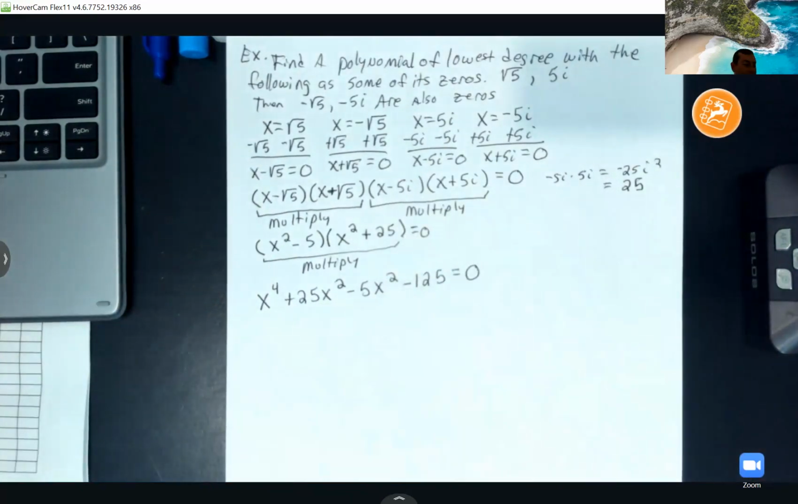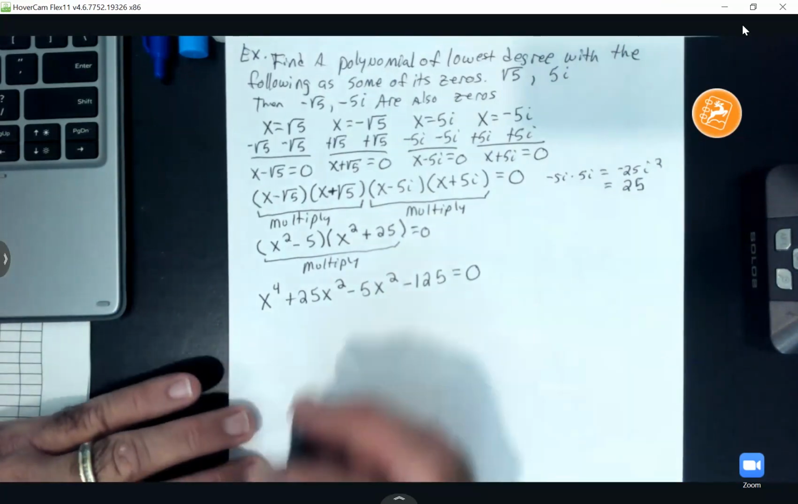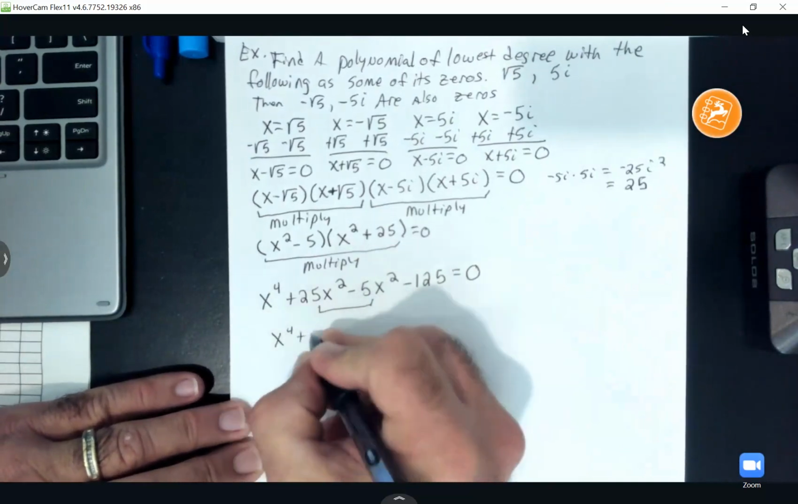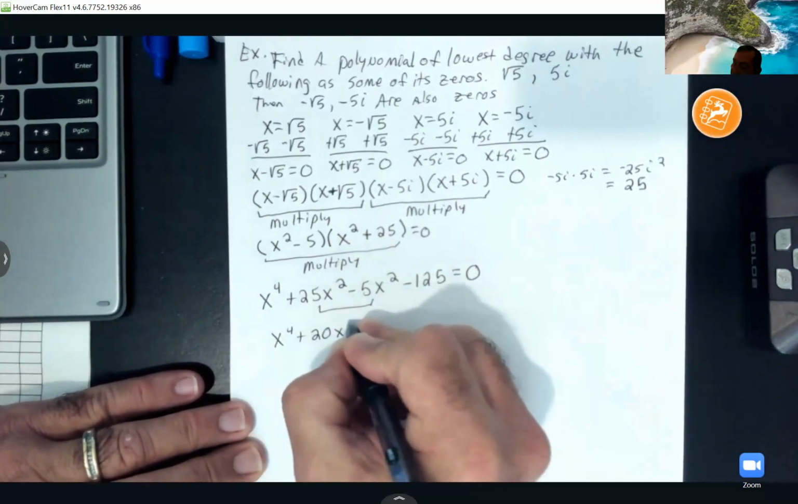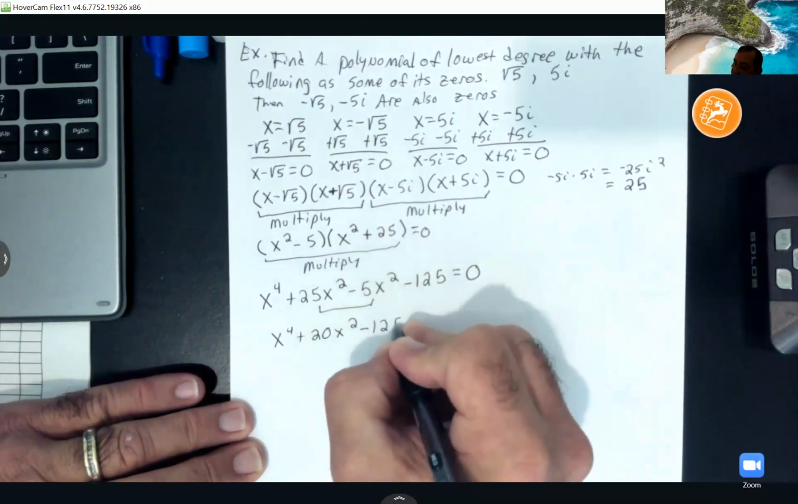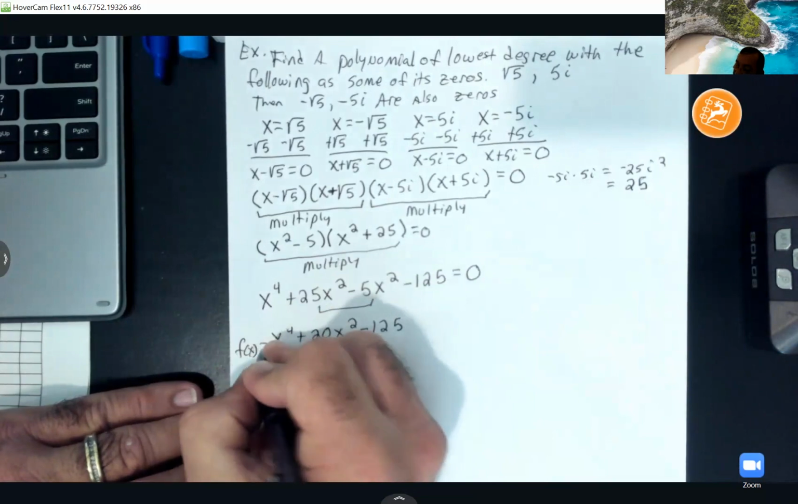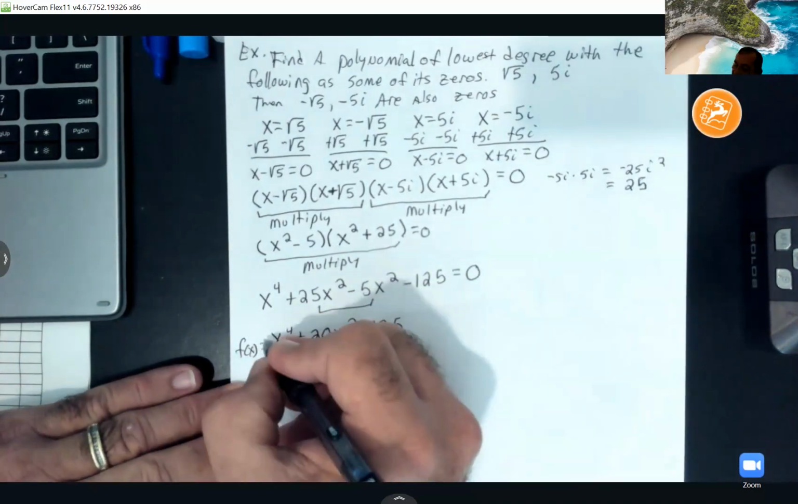All right, y'all, can we go any further? You can combine like terms and make it an x to the fourth power plus 20x squared minus 125. There you go. And at that point, I know that's going to be my f of x, okay?